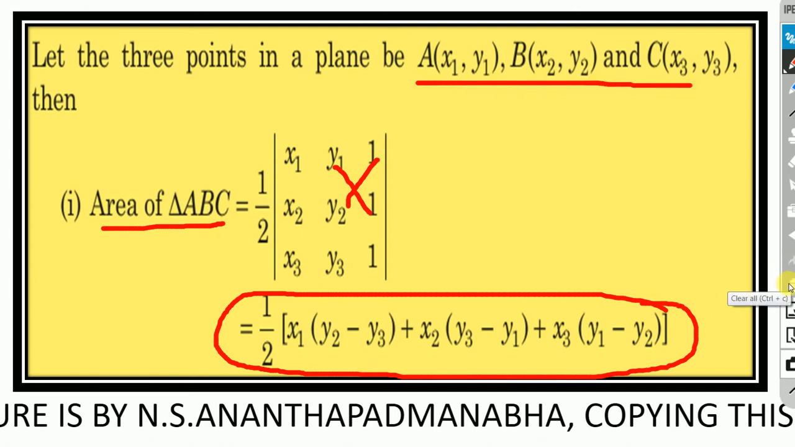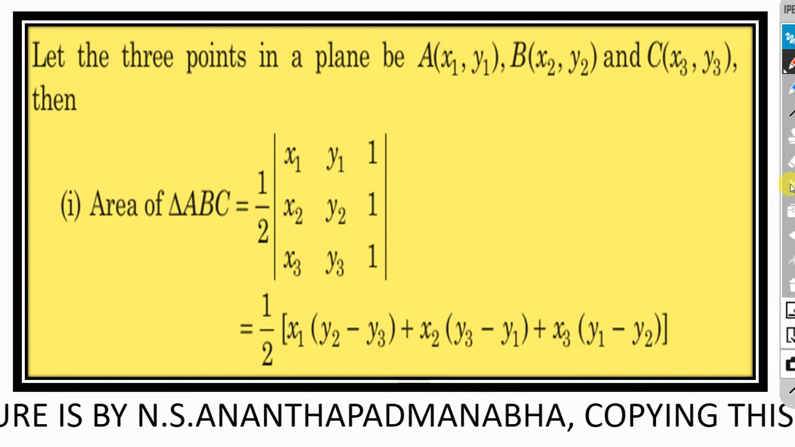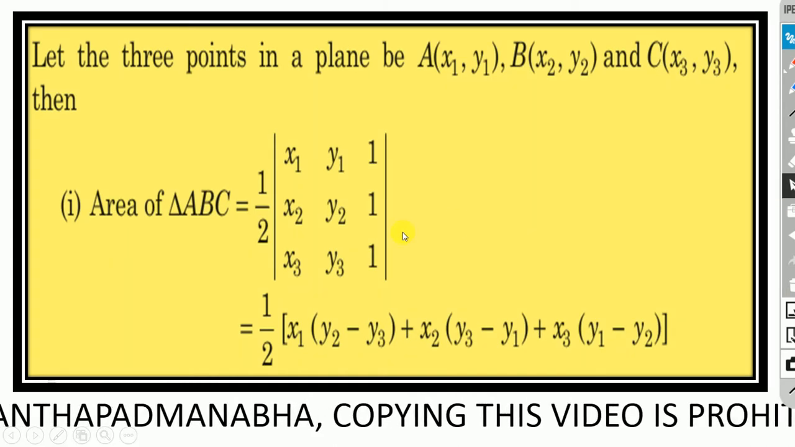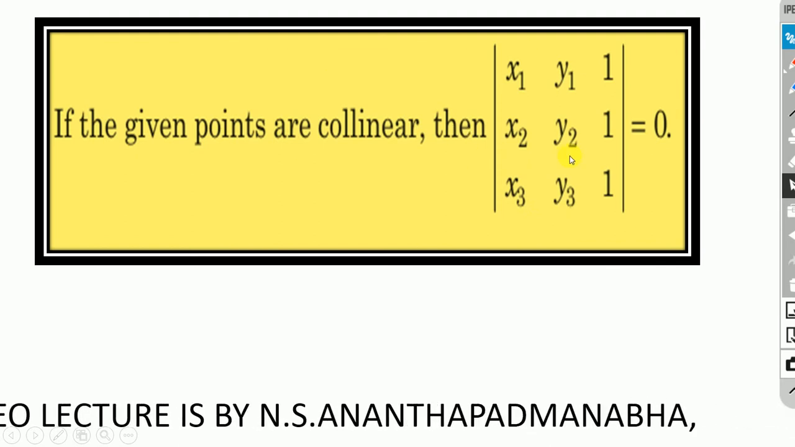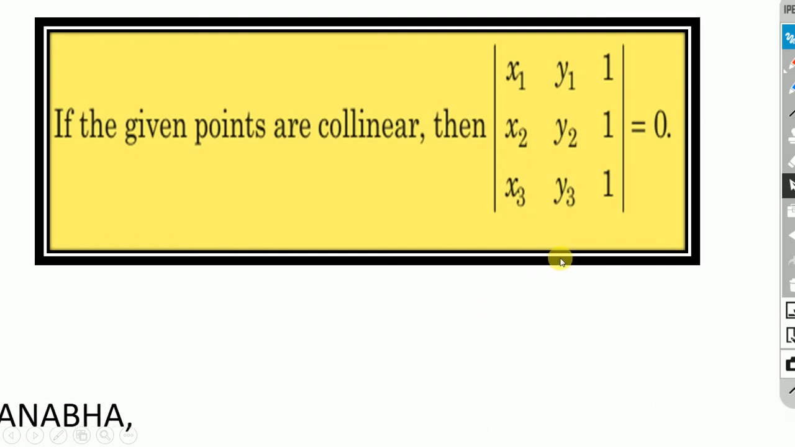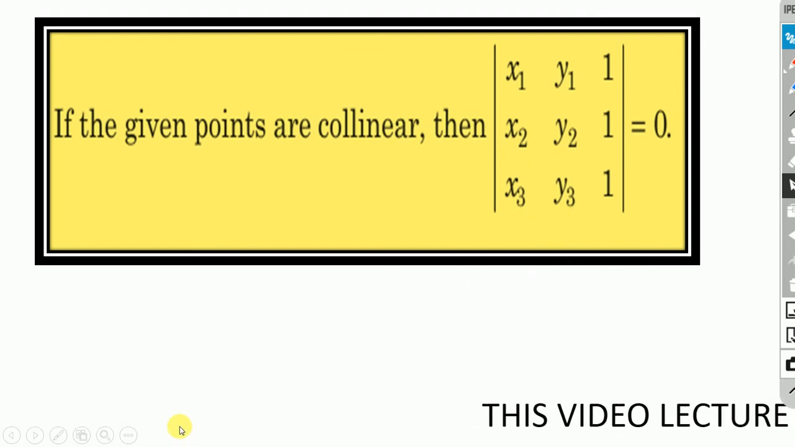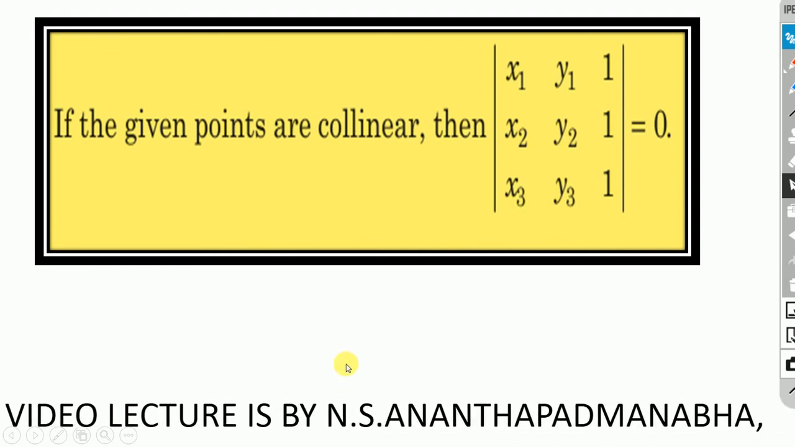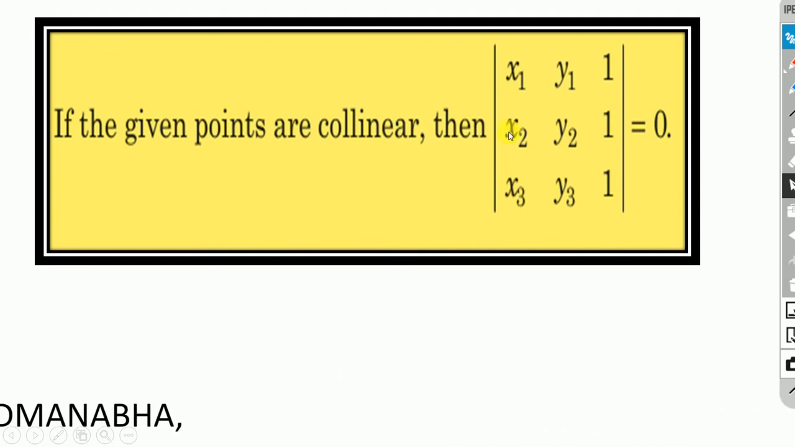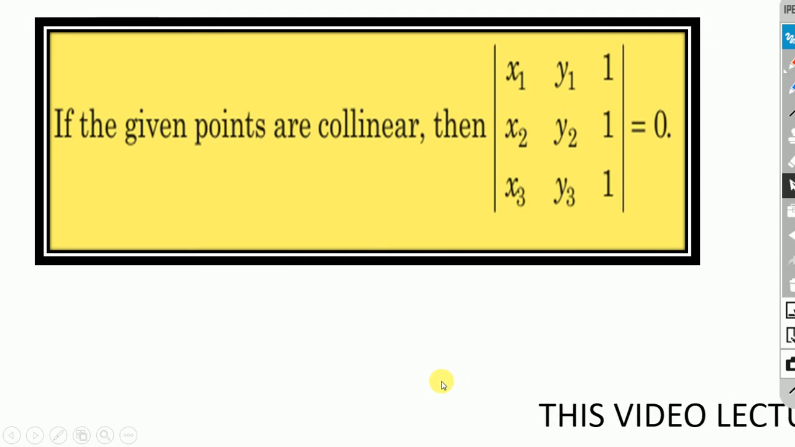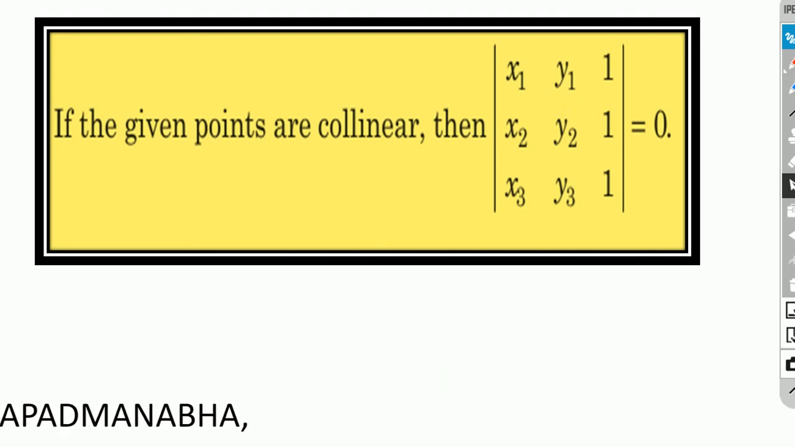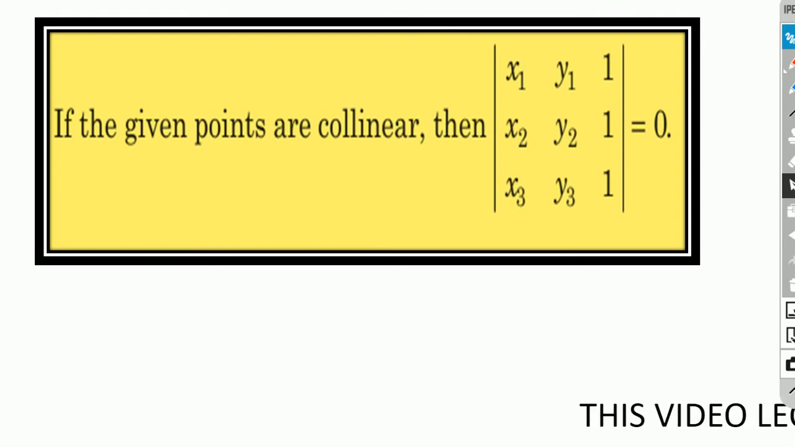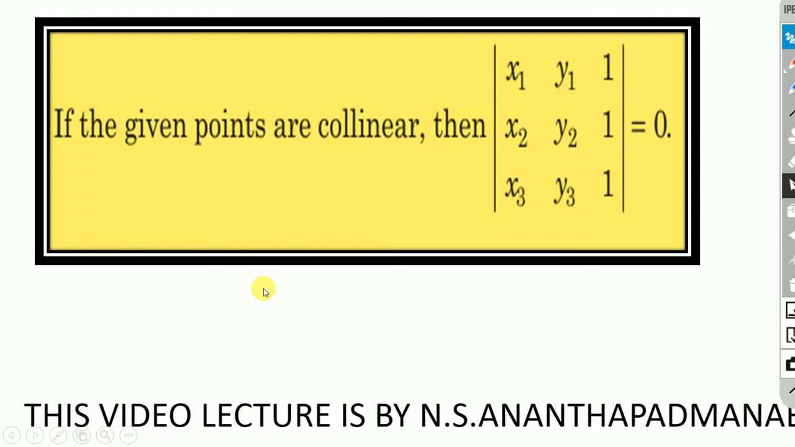So this is one of the important formulas for board as well as for CET. And if the given points are collinear, then this determinant is 0. That is, if x1 y1, x2 y2, and x3 y3 are all on the same line, then the value of this determinant will be 0. This can be used as a test for collinearity of 3 given points.